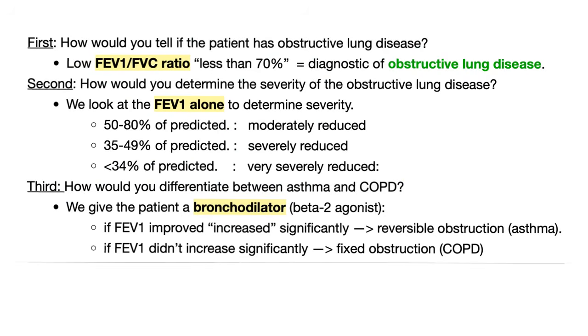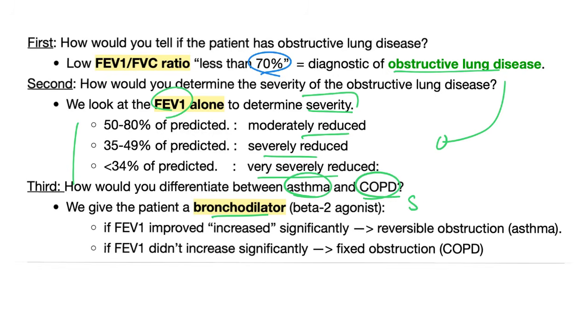Now let's connect the dots together. First, how to diagnose an obstructive lung disease? You go to the FEV1-FVC ratio. If it's less than 70%, you have the diagnosis, it's an obstructive lung disease. Then, how do you determine the severity? Look at FEV1 alone. 50 to 80%, this is moderately reduced. 35 to 49, severely reduced. Less than 34% is very severely reduced. Now I know it's an obstructive lung disease and I know the severity. But is it asthma or is it COPD? Give a bronchodilator, a short-acting beta agonist such as albuterol. If FEV1 improved significantly, that is a reversible obstruction, it's asthma. If it didn't increase significantly, it's a fixed COPD.